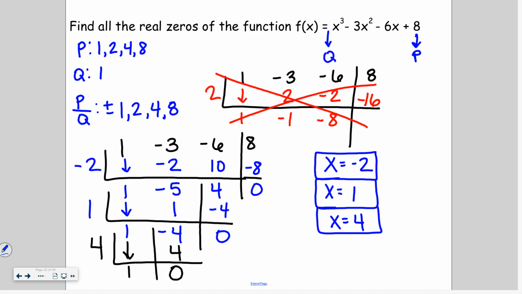Okay, so you should have got -2, 1, and 4. Any order is fine. You could have got the 1 first, it does not matter. You will end up with the same values no matter what. Okay? All right, we've got one more left.